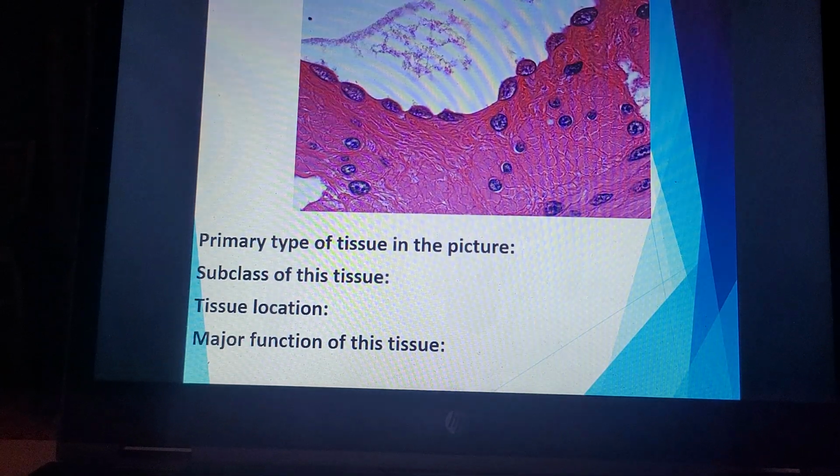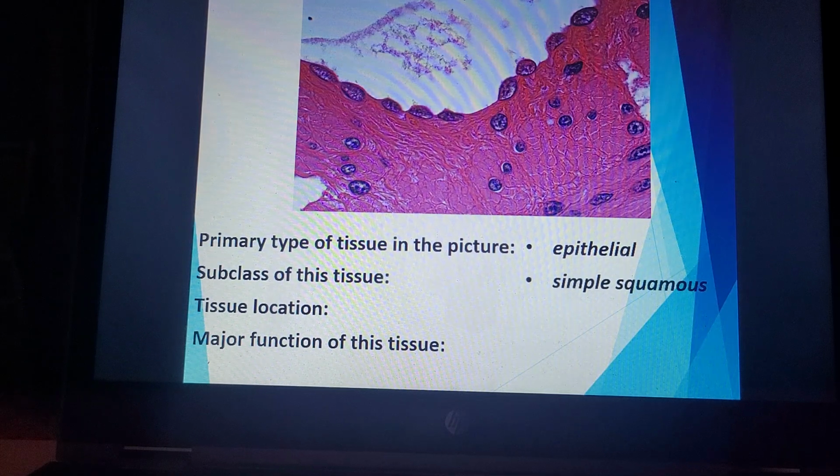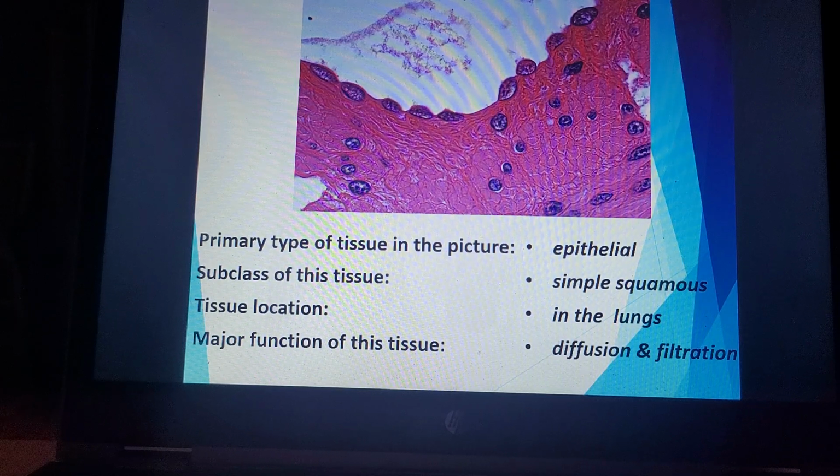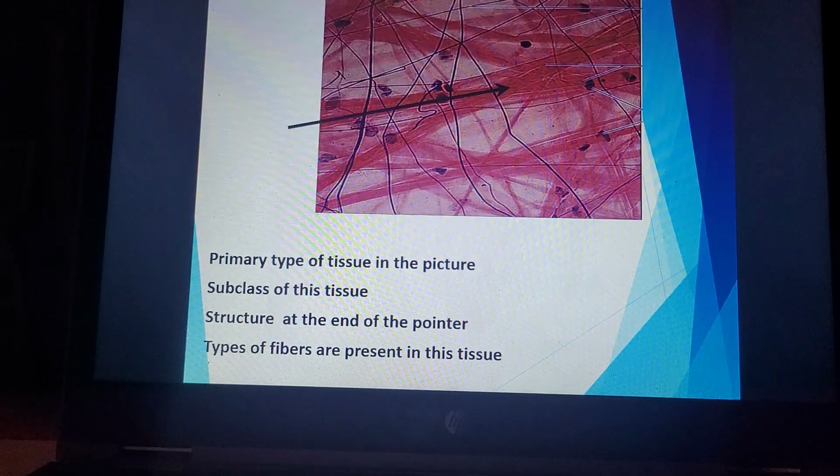Primary tissue type. Epithelial. Subclass. Simple squamous. Tissue location. In the lungs. Major function of this tissue. Diffusion and filtration.